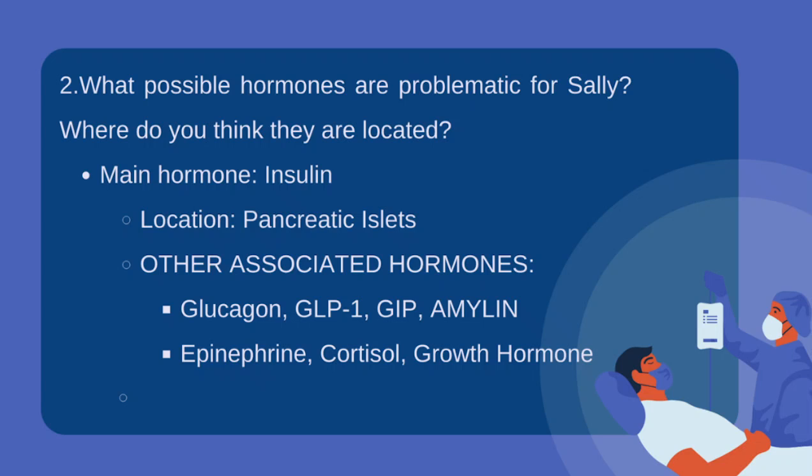So we all know that insulin is the main hormone responsible for lowering blood sugar levels. So we also included the associated hormones other than insulin that can affect blood sugar levels. We have GLP-1, GIP, amylin, epinephrine, cortisol, and growth hormone. We have GLP-1, GIP, and amylin first. These three hormones also regulate mealtime insulin.